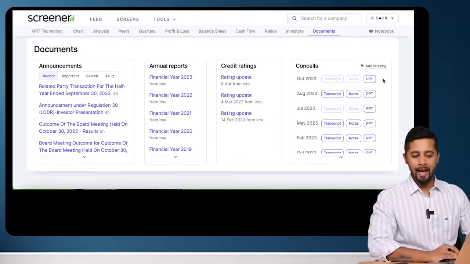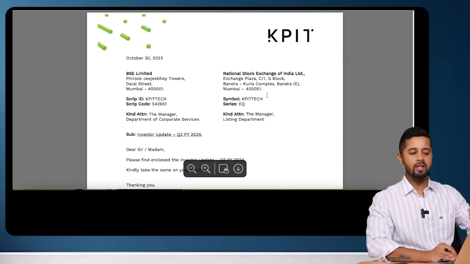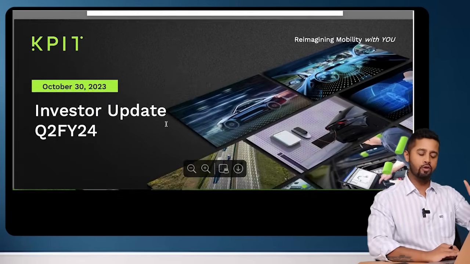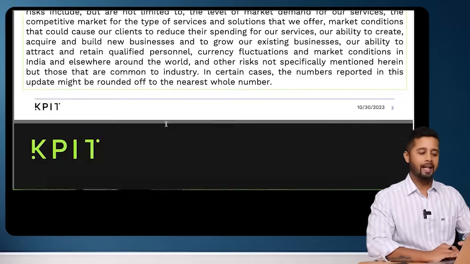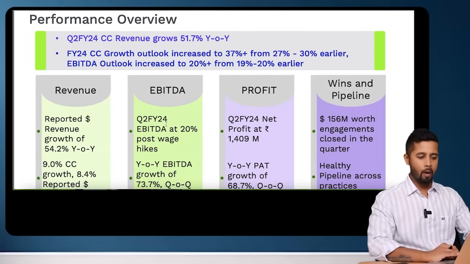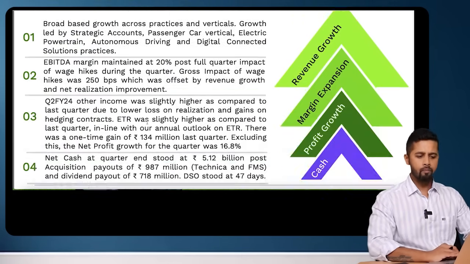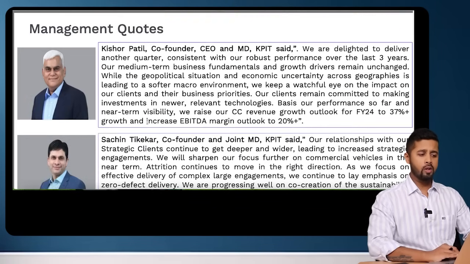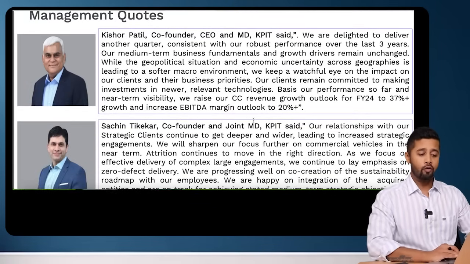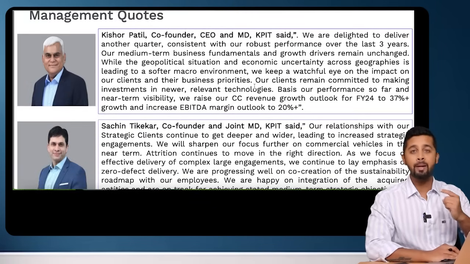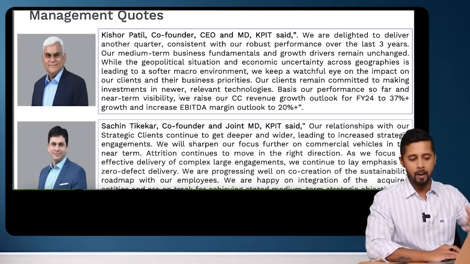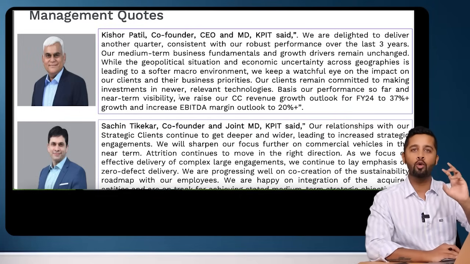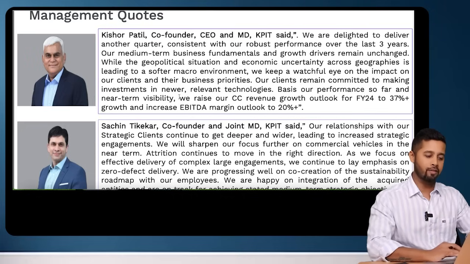Apart from this, every quarter the company also publishes a presentation. This gives you a broad understanding of what has happened in that particular quarter and the plans ahead. So you can see the performance for the latest quarter, and then you will also see the management guidance. For instance, KPIT commands a premium valuation. What is the reason? The reason is that it is a fundamentally strong company, but ultimately it is the growth prospect that drives the valuation.